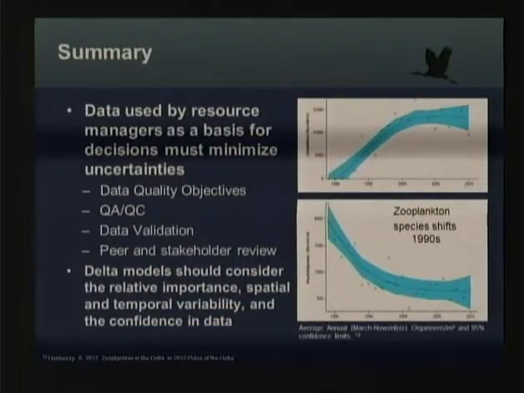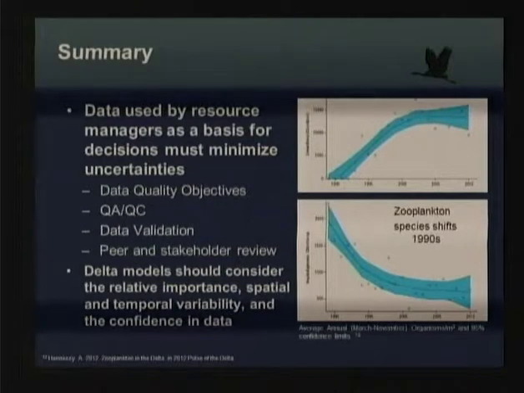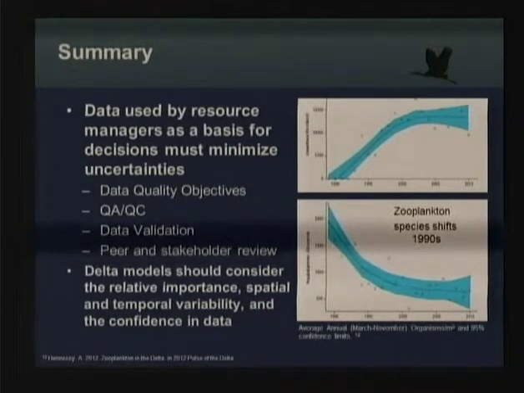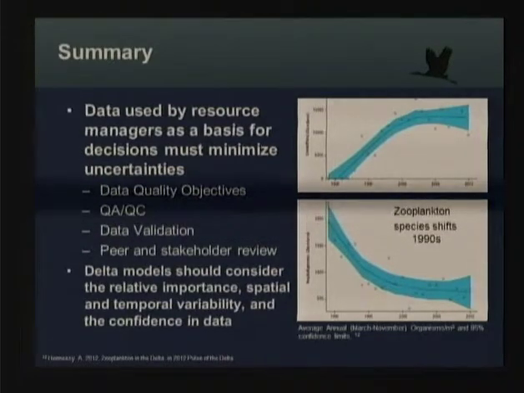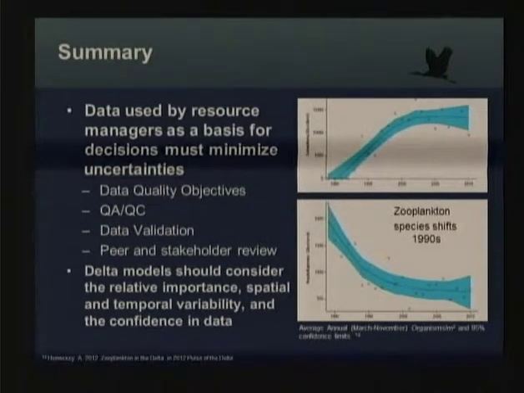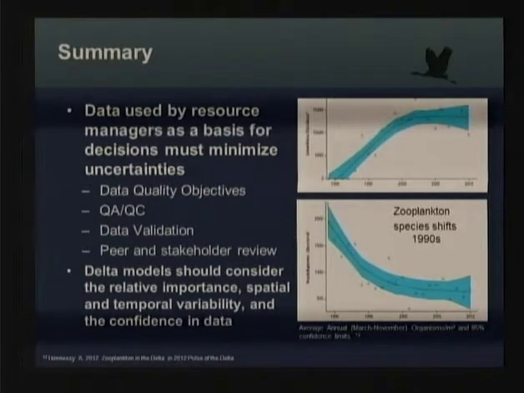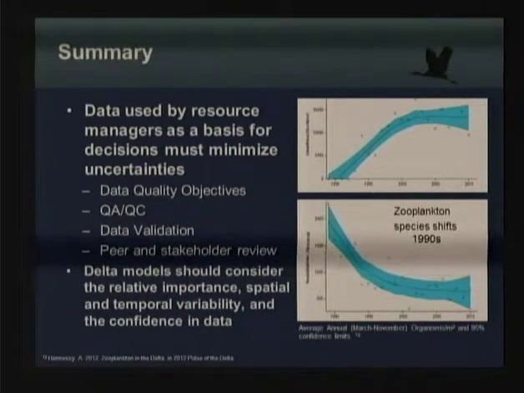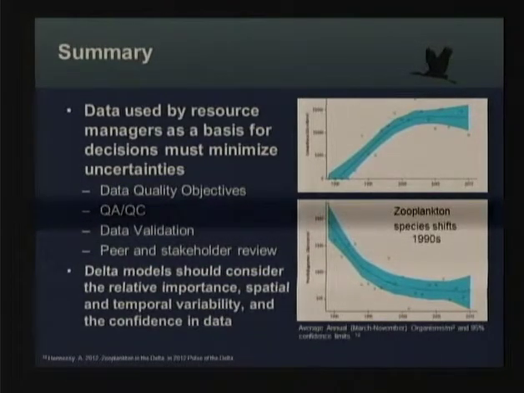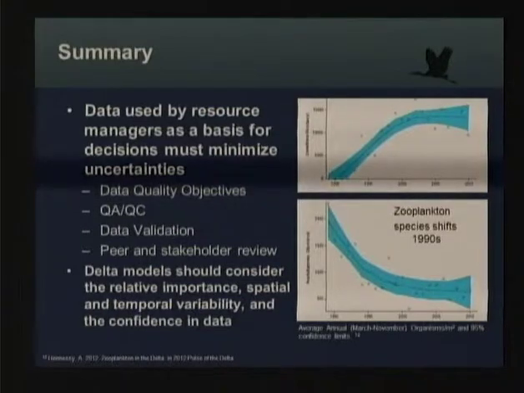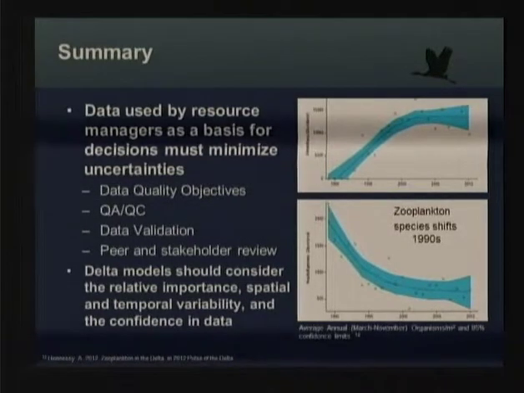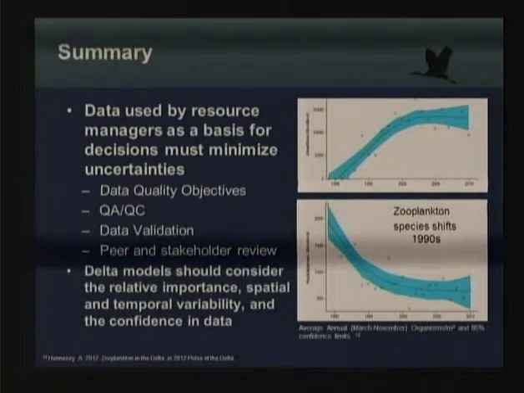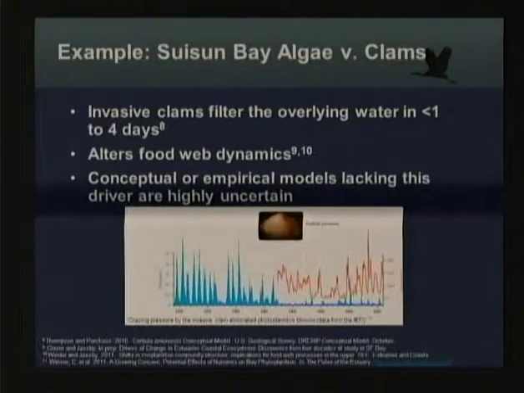So in summary, I'd like to recommend that the data used by resource managers as a basis for decisions must minimize uncertainties as best as you can. And one approach to doing this is to use data quality objectives and QA/QC in the planning process for studies, and then a data validation and thorough peer and stakeholder review process after the data is produced. So delta models and resource managers should consider the relative importance, spatial and temporal variability, and the confidence they have in the data. Thank you.